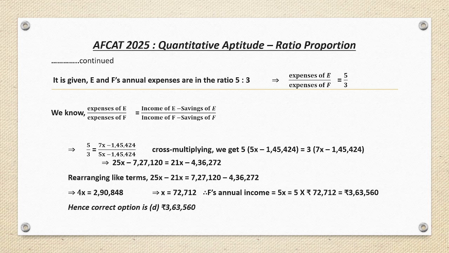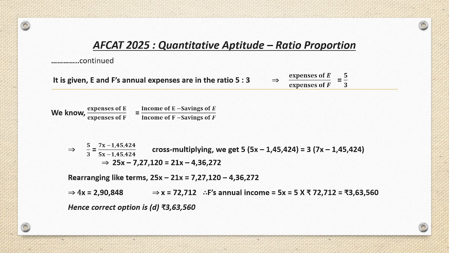Now this 5/3 is the income of E minus savings, that is, the expenditure. So 5/3 is equal to 7x minus the savings 1,45,424, divided by 5x minus 1,45,424. Now simply cross multiply it. 5 into (5x minus 1,45,424) is equal to 3 into (7x minus 1,45,424). So 25x minus 727,120 is equal to 21x minus 436,272.